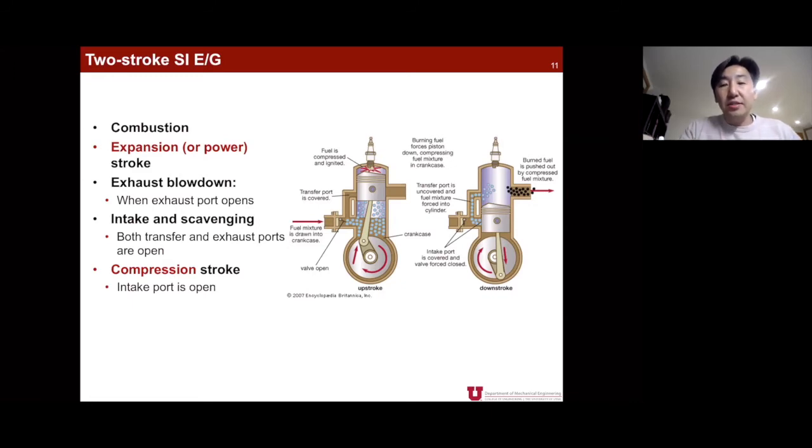There is a side manifold for exhaust here, and there is an intake manifold here, which has a branch that connects that manifold to the middle portion of your engine cylinder.